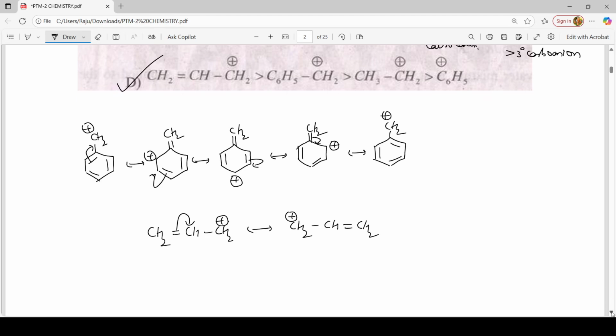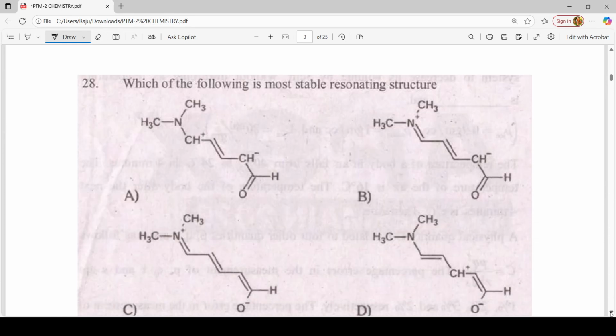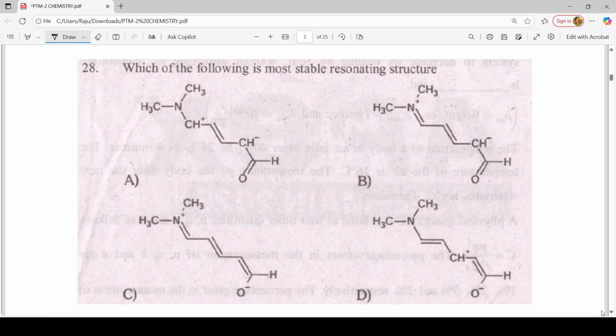Next comes the 28th question, students. Which of the following is the most stable resonating structure? There are four rules to find the most stable resonating structure.